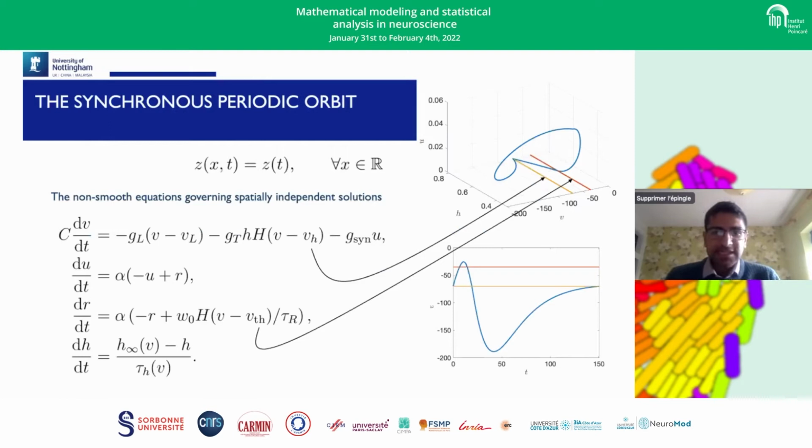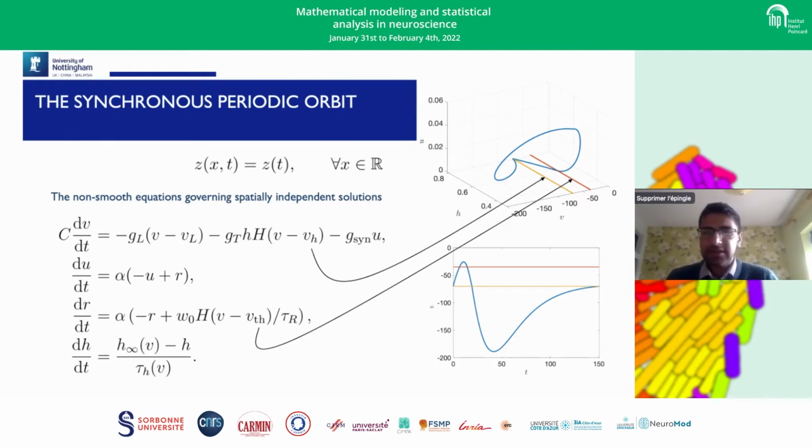So taking this spatially independent ansatz for our state variable Z, which includes the 4 dynamical variables at play here, V, U, R, and H, our space-time model from earlier reduces down to this ODE system, which is piecewise linear. So there are 2 switching manifolds at the 2 thresholds that I mentioned earlier, and at these 2 thresholds, there's a discontinuity or a switch in the vector field.